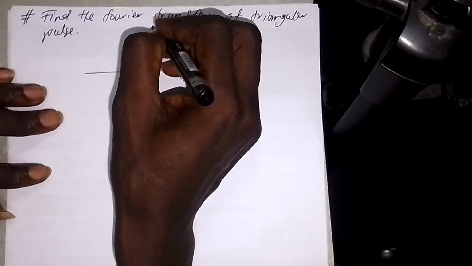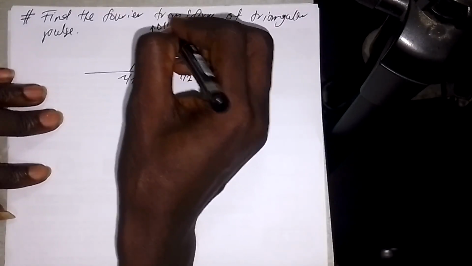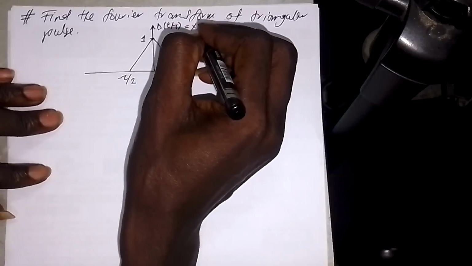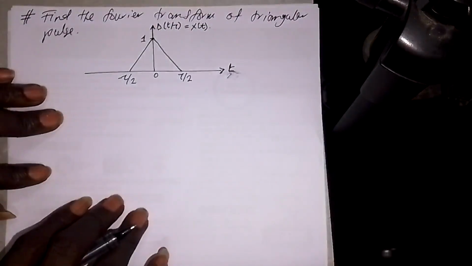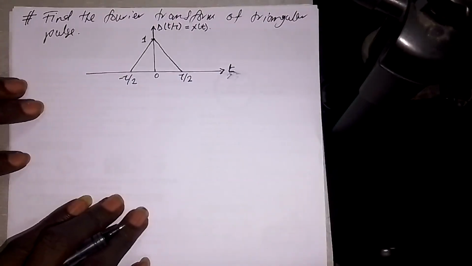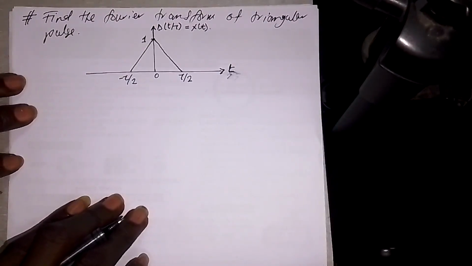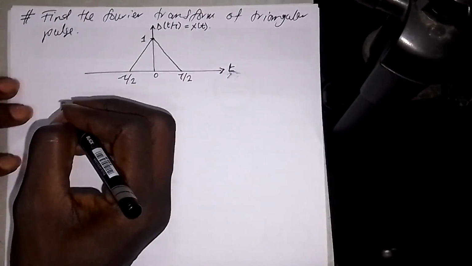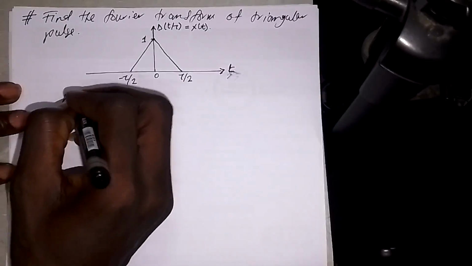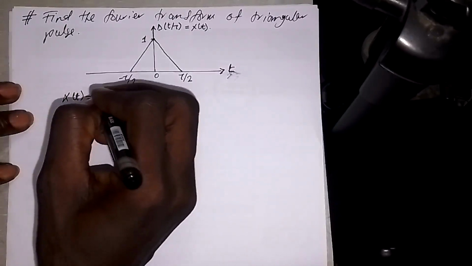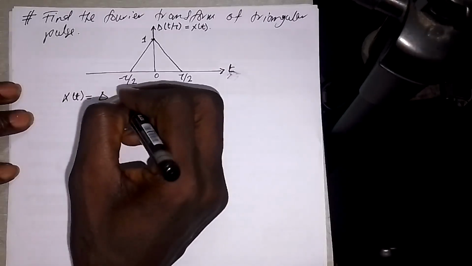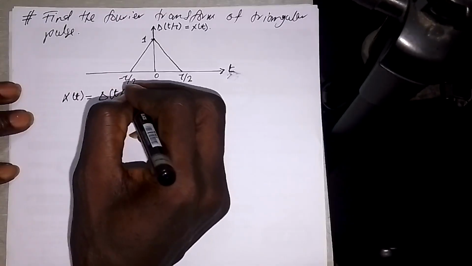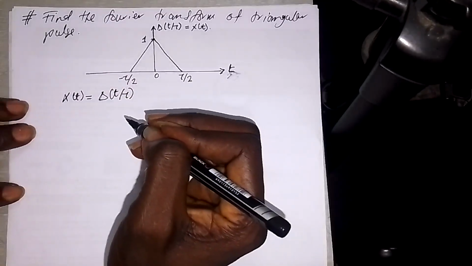So here is delta t of tau, which is basically my x of t. This is a triangular pulse signal. So my x of t here equals the triangular pulse, and this is how we represent the triangular pulse: triangle of t on tau. This is a triangular pulse.